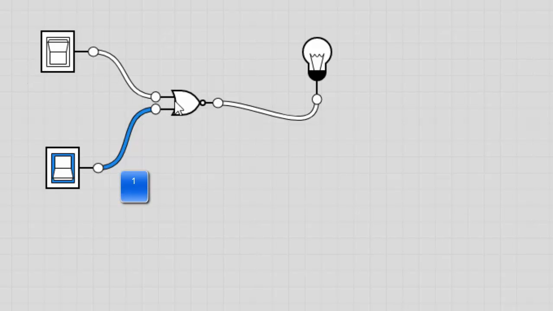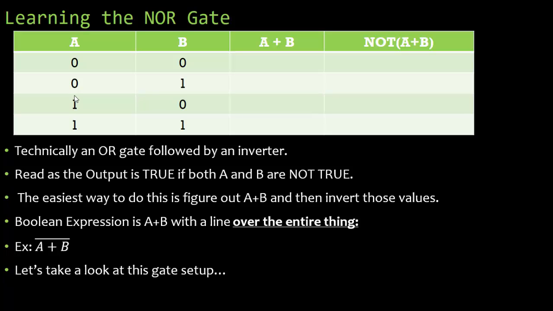Well, going through an OR gate, when A is 1 and B is 1, that gives us a value of 1, but we hit that inverter, giving us a 0. Let's go back and fill in that truth table. The easiest way to do this is to figure out A or B and then invert those values.